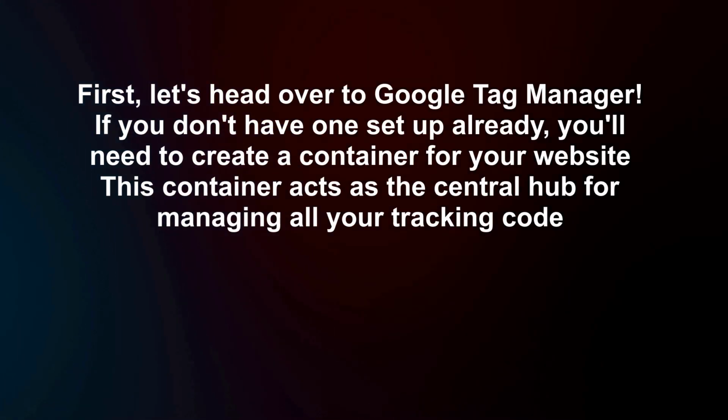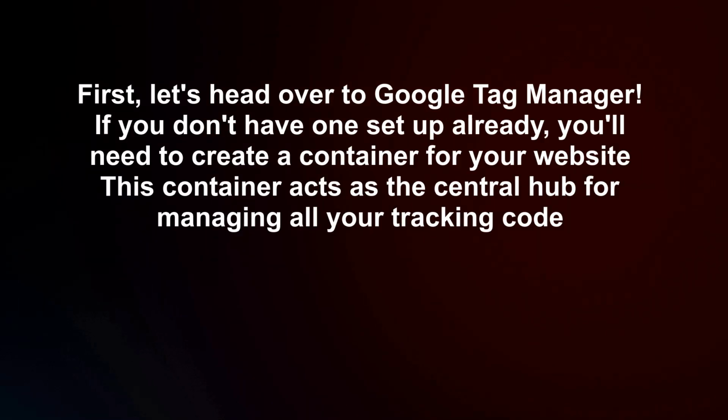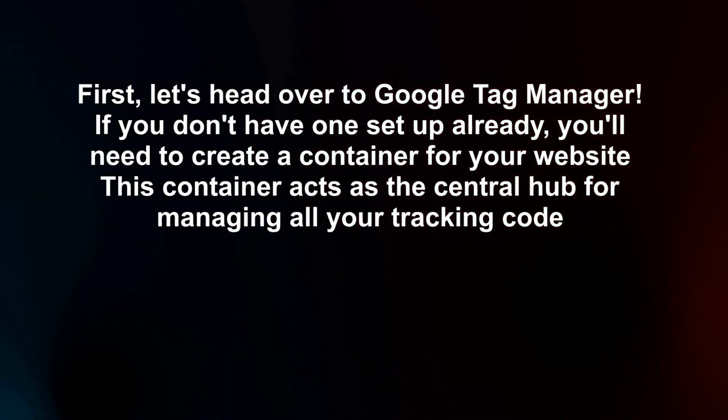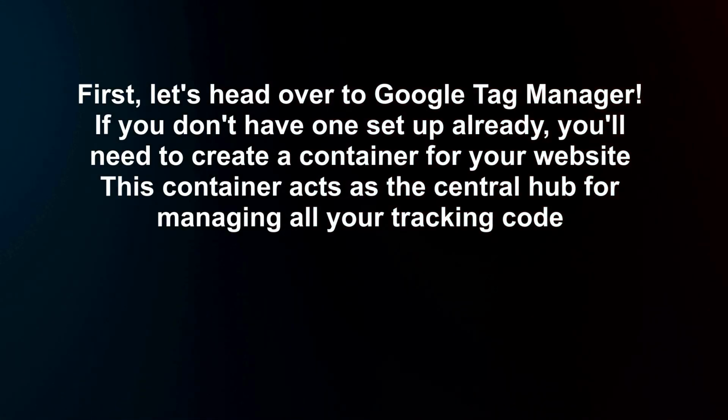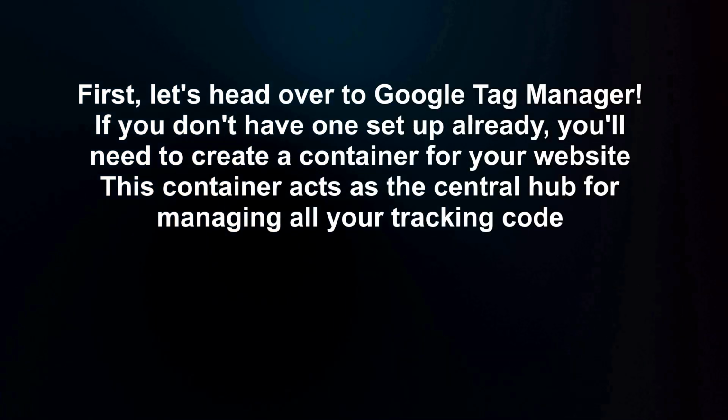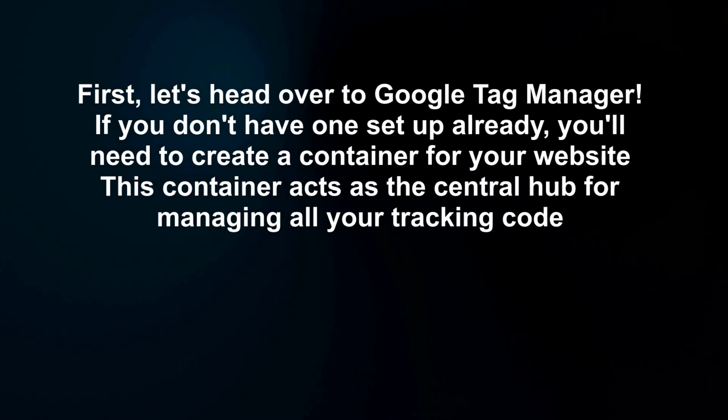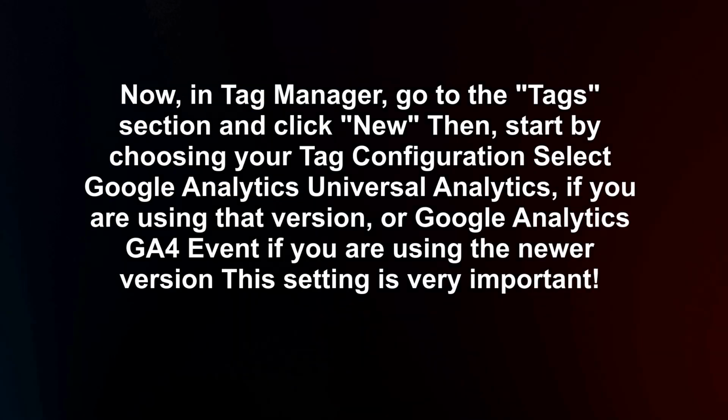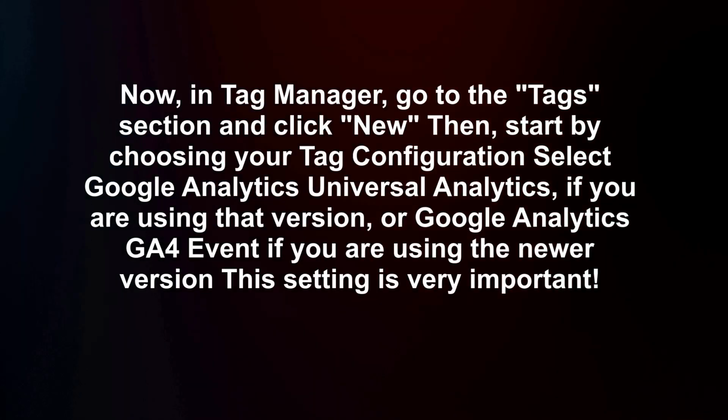First, let's head over to Google Tag Manager. If you don't have one set up already, you'll need to create a container for your website. This container acts as the central hub for managing all your tracking code. Now, in Tag Manager, go to the Tags section and click New.